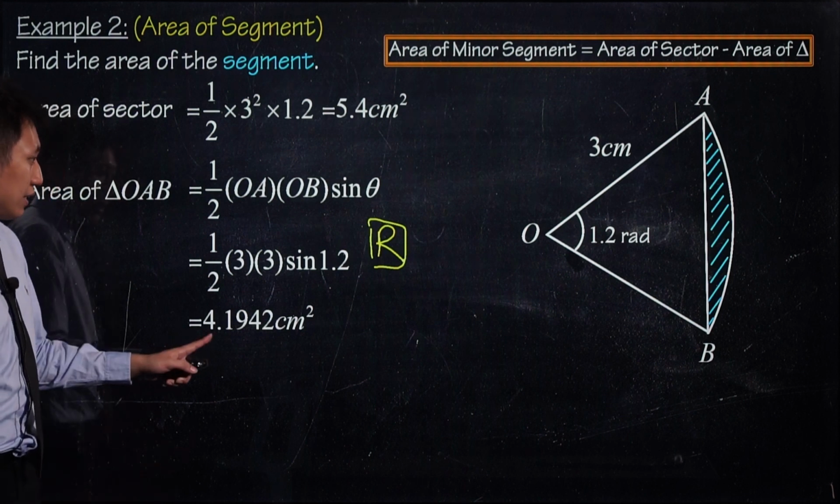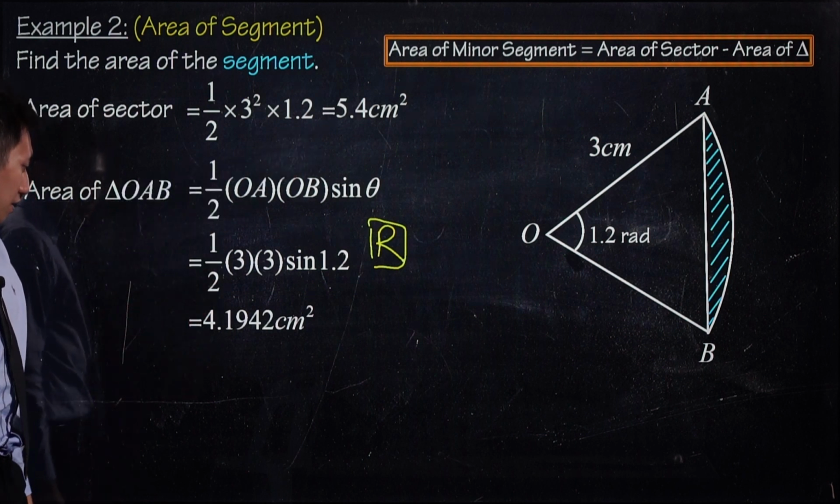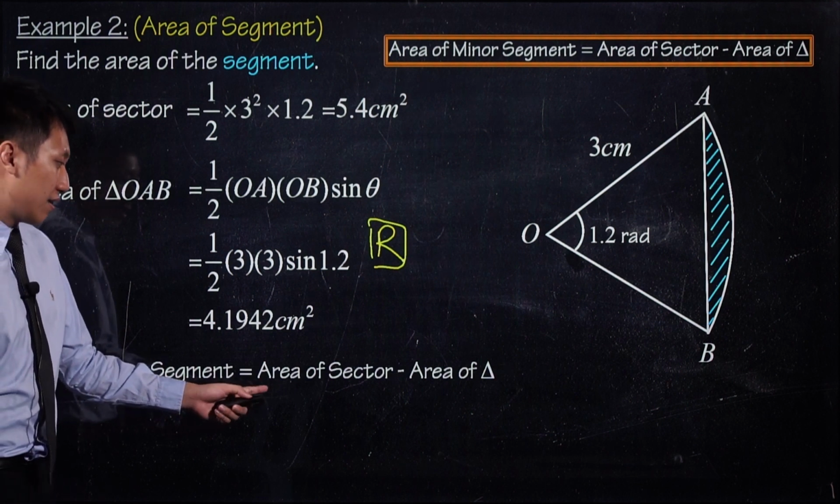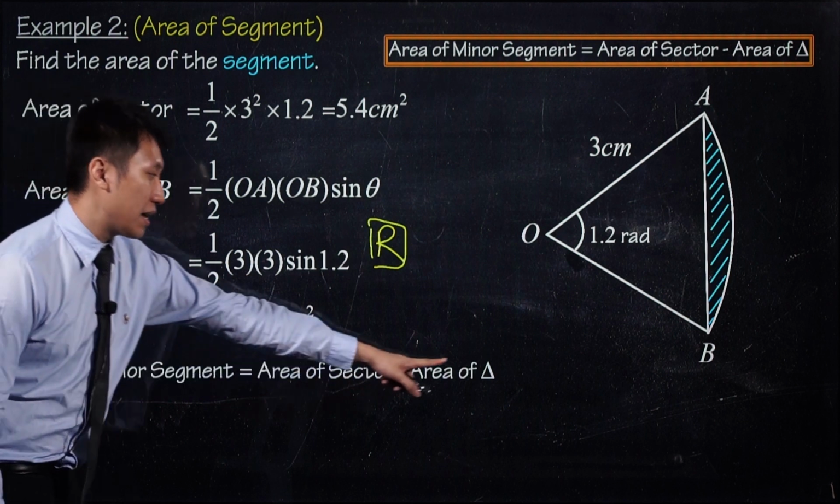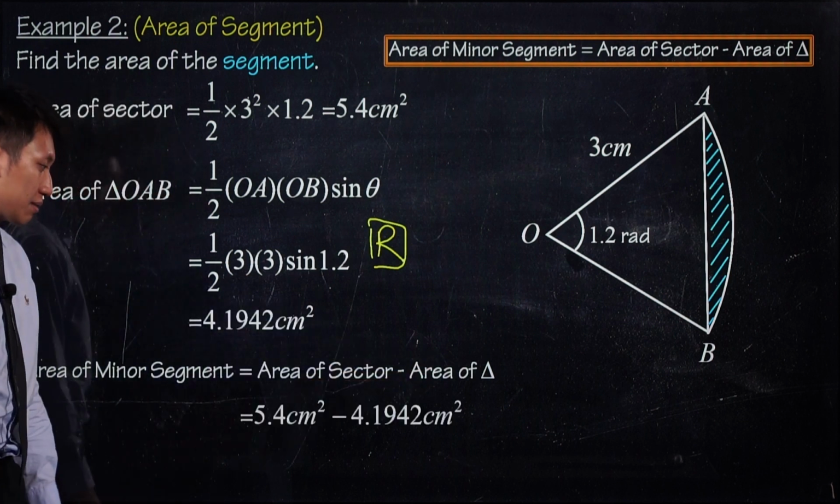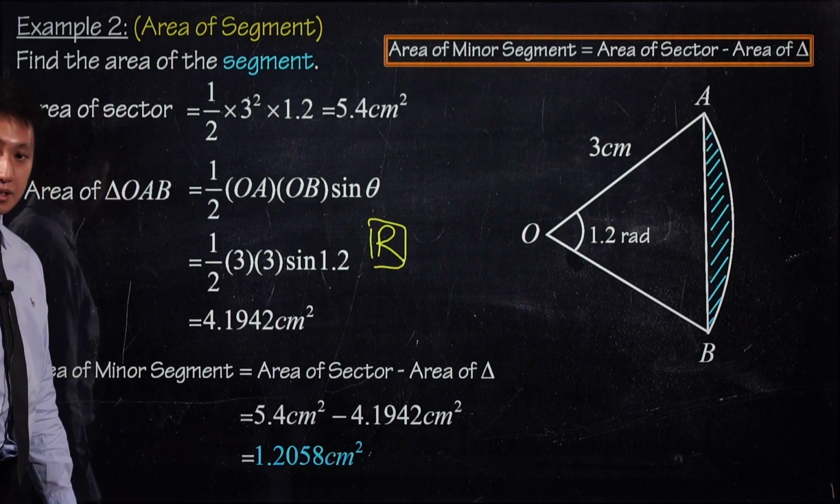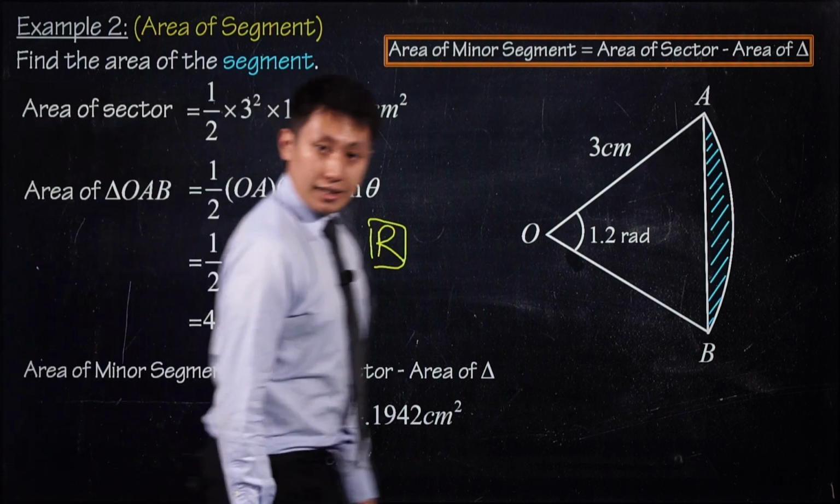So you see, this one is a smaller one and this one is a bigger one. So what do we do? We take the area of the minor segment, which is equal to the area of the sector minus the area of the triangle. So easy, minus, get down. 1.2058 cm squared. Okay, no problem?